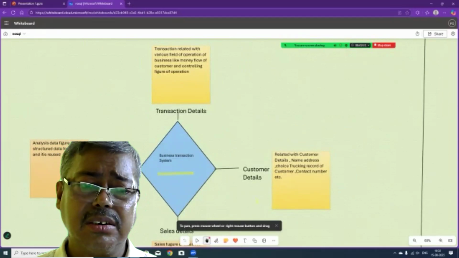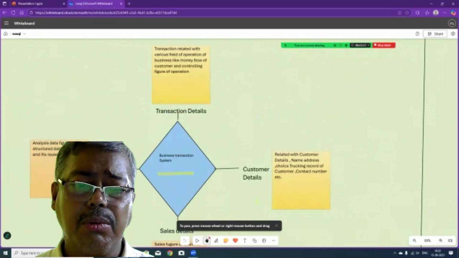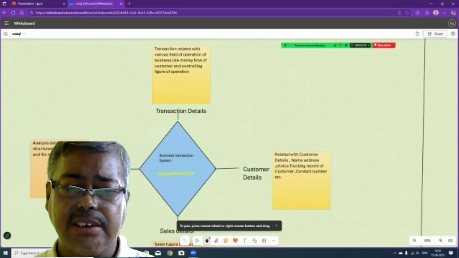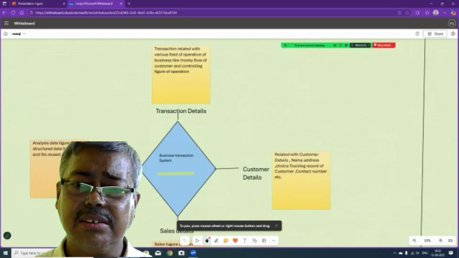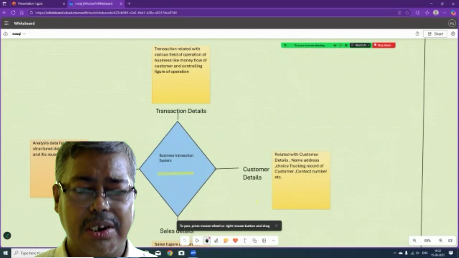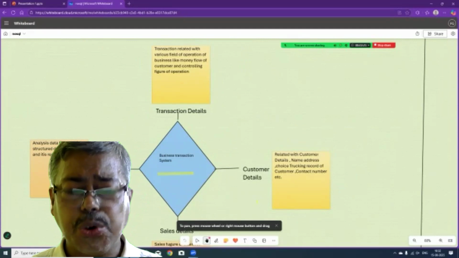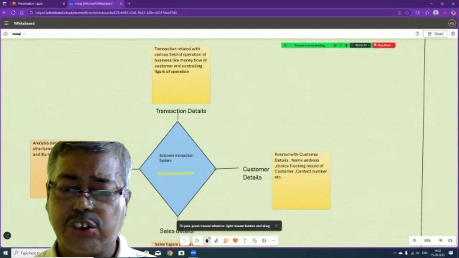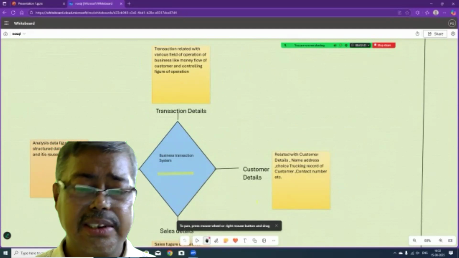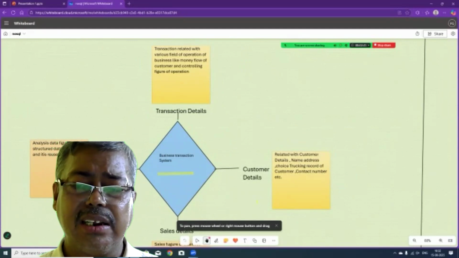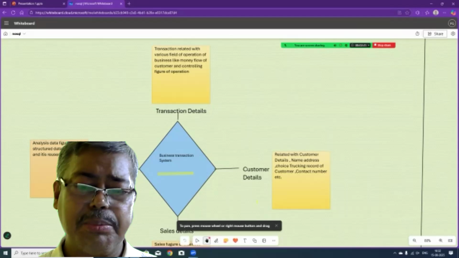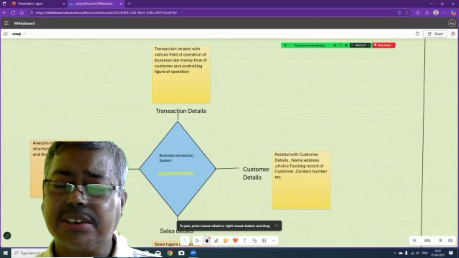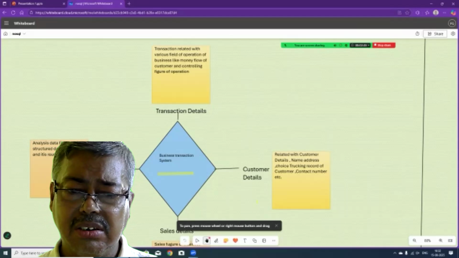Business transaction is mainly money transaction and material transaction. Business transaction is related to the customer. So when it stores data, it stores customer details, customer contact number, customer tracking report, photo, etc. There are so many files, PDF files or JPG files. So this is unstructured data.